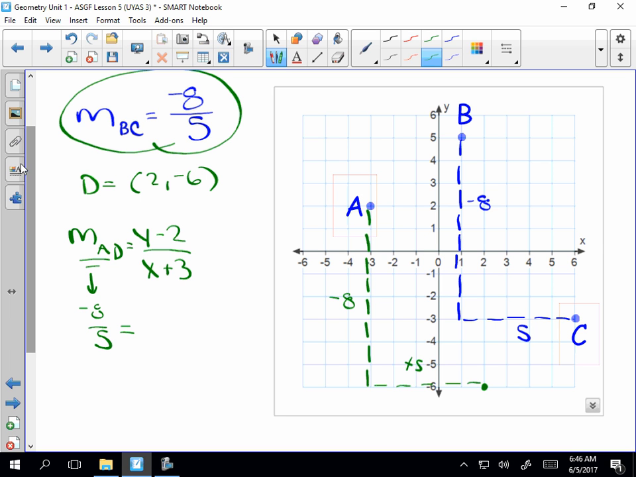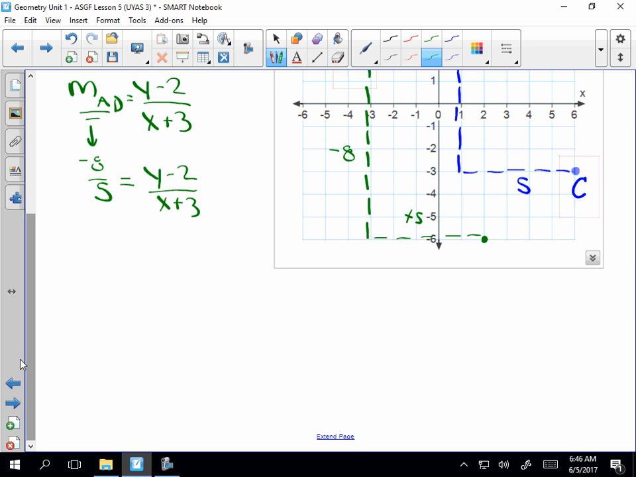So -8/5 equals (y -2) over (x +3), and now we come back to the number one concept in all of mathematics: cross multiply and solve. Be really careful to put things in parentheses when you cross multiply. And now we can distribute and solve. So we've got -8x plus 24. Actually, it's a -24.